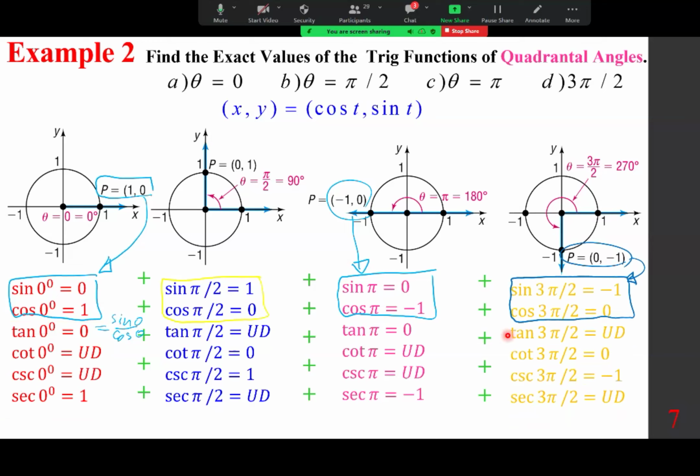Now, tangent is the sine over cosine, -1 over 0, undefined. Cotangent, the reciprocal of that, 0, or the cosine over sine. Cosecant, 1 over sine. What is 1 over -1? -1. Now, secant, what is 1 over cosine, 1 over 0? Undefined. UD is short for undefined. Let me write that.